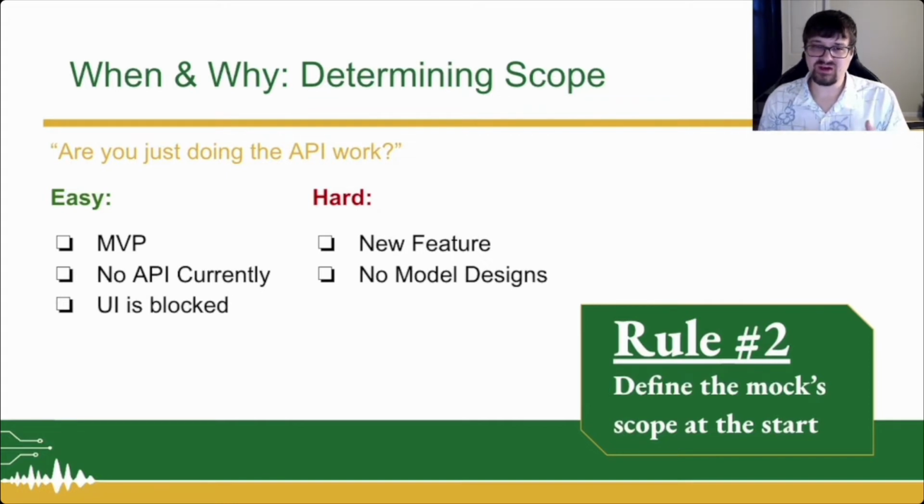And so if you don't have any kind of agreement to what you're actually modeling, mock is probably not the answer for you, right? You've probably jumped too far ahead, and you need to go back and say, okay, hey, we need to lay out the bulk of what the purpose, the scope of the API actually does. And so that's where I have this rule number 2, define the mock scope at the start, right?